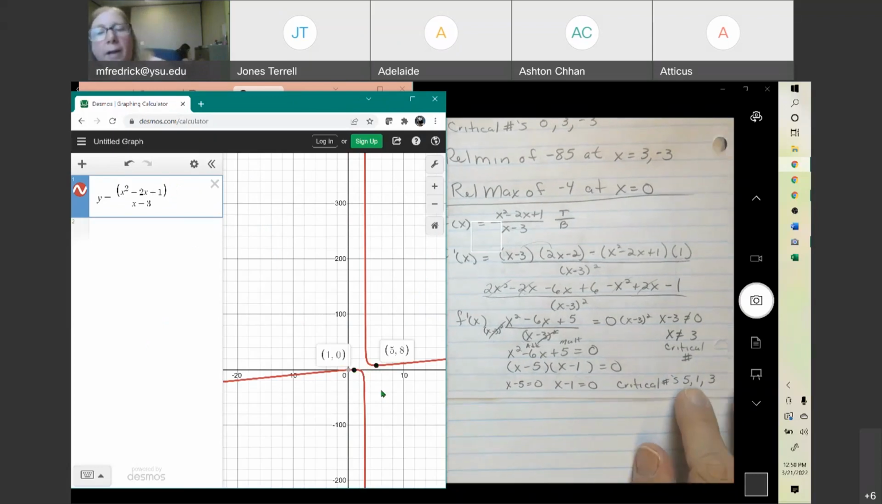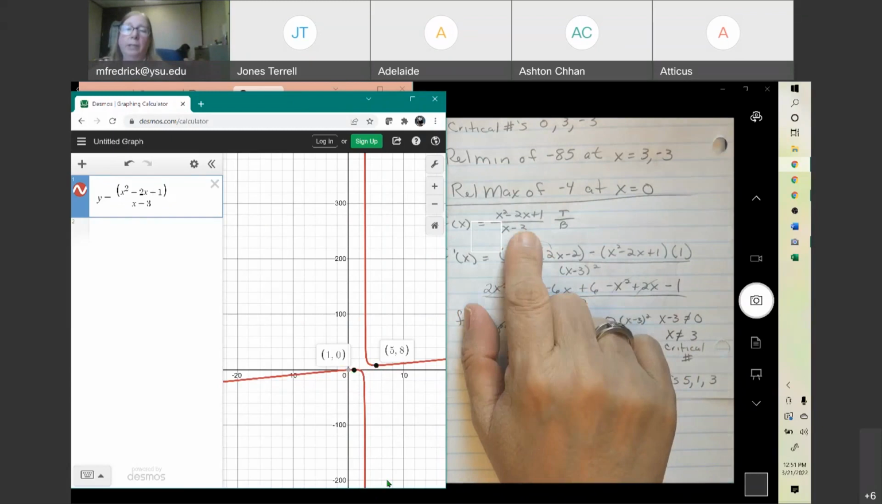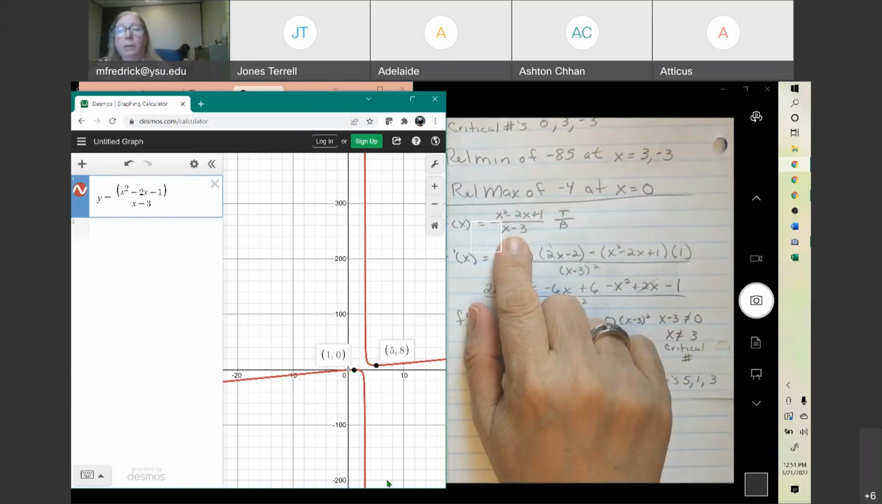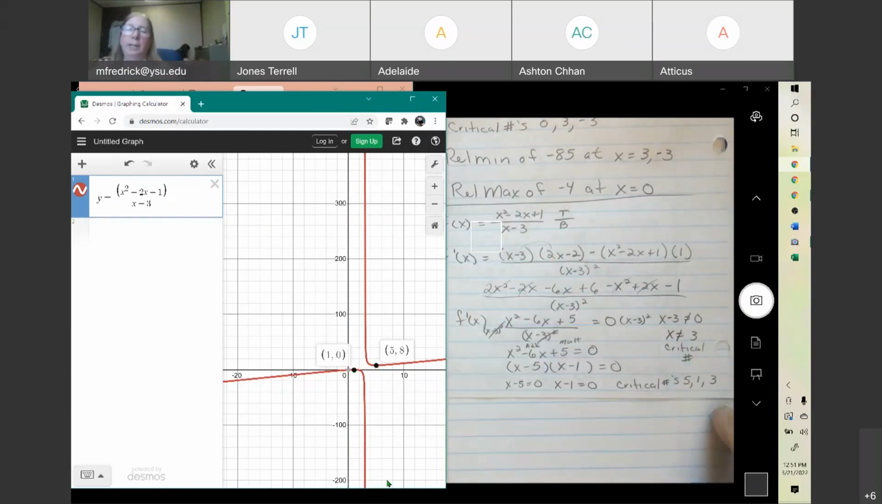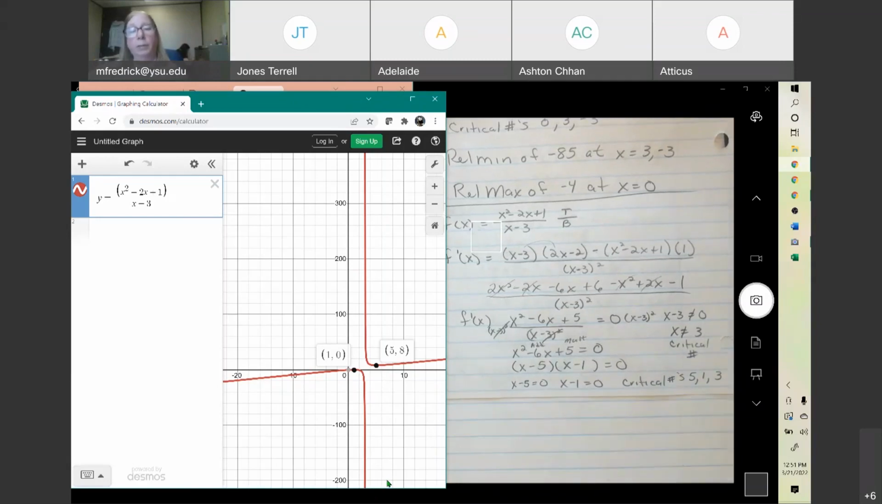The 1 and the 5 are relative max and min. So this one would be a relative max. This would be a relative min. The 3, that's an asymptote. It's a line going through here. So it won't give us a max or a min. Sometimes it does, but because it's also omitted in the domain, because it would give us 0 in the denominator of the fraction, it ended up not being a max or a min, but it's still a critical number. Any questions on that?